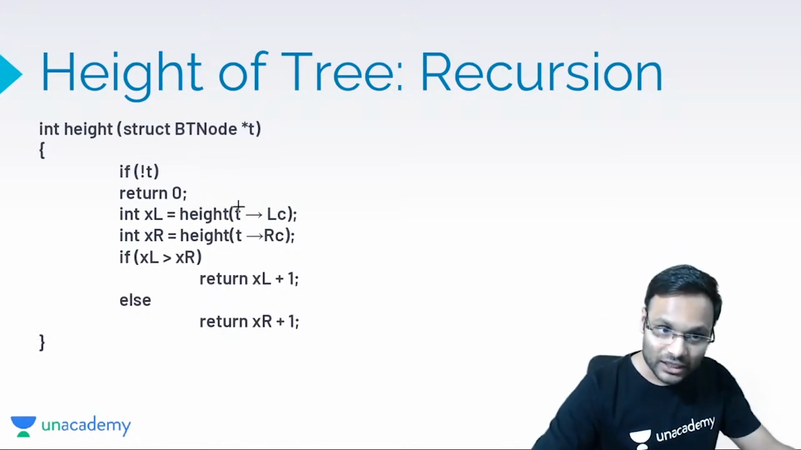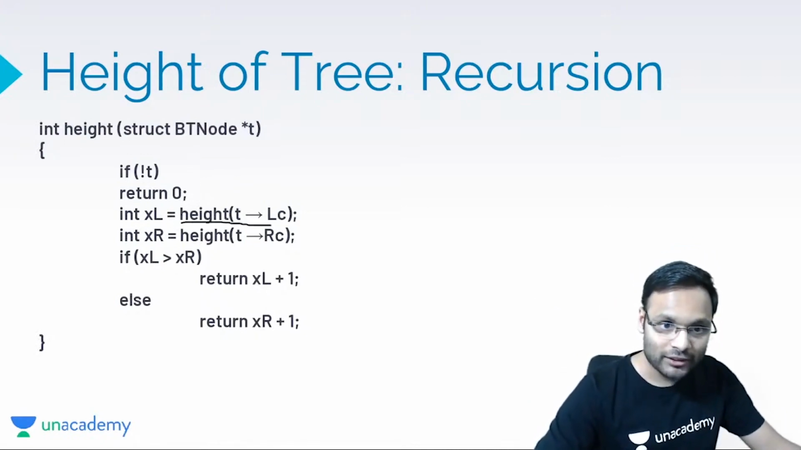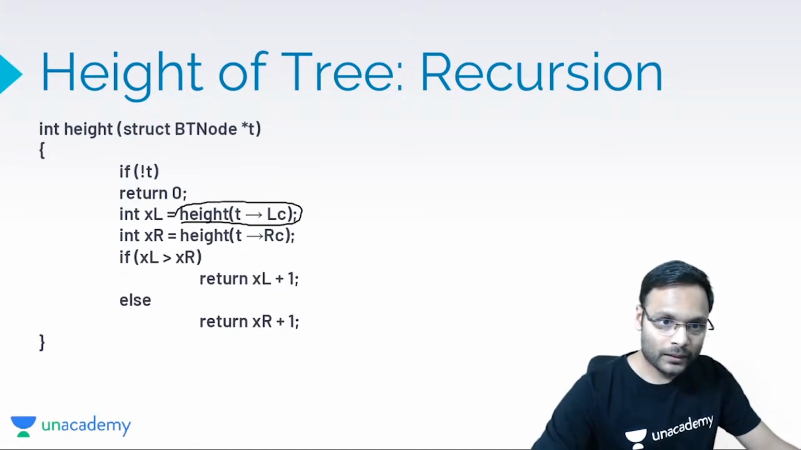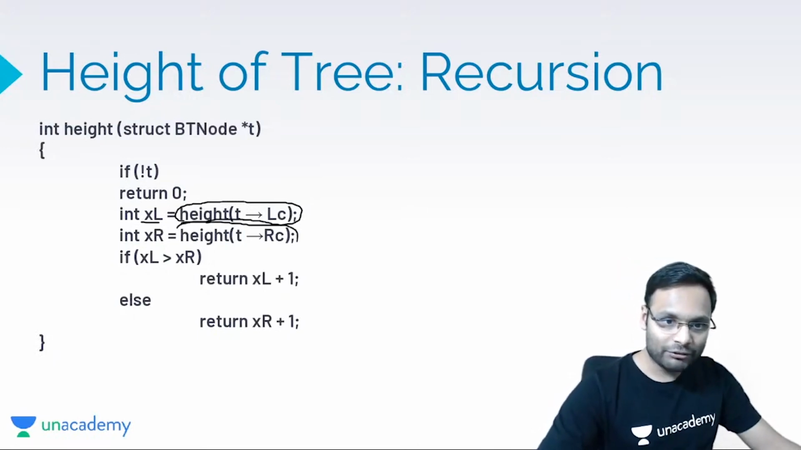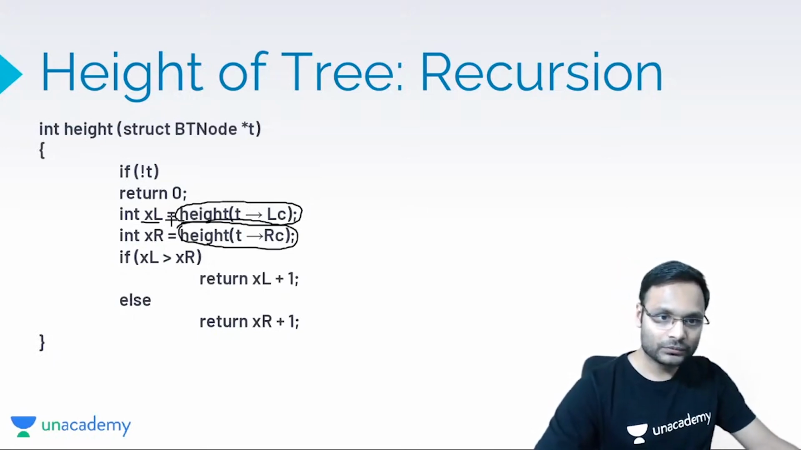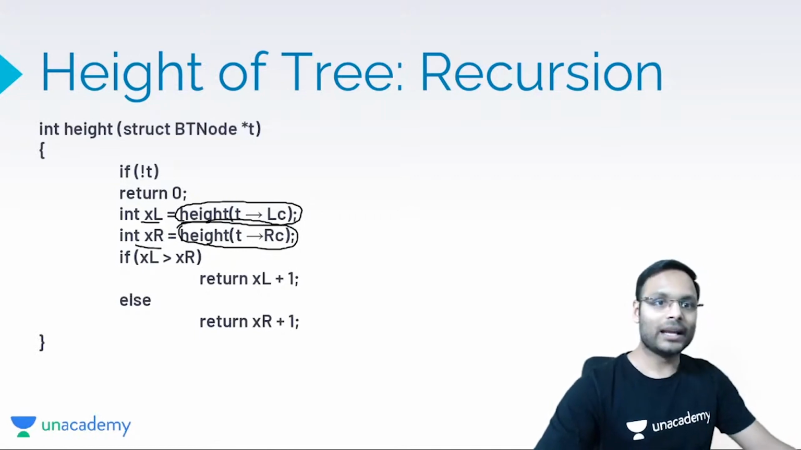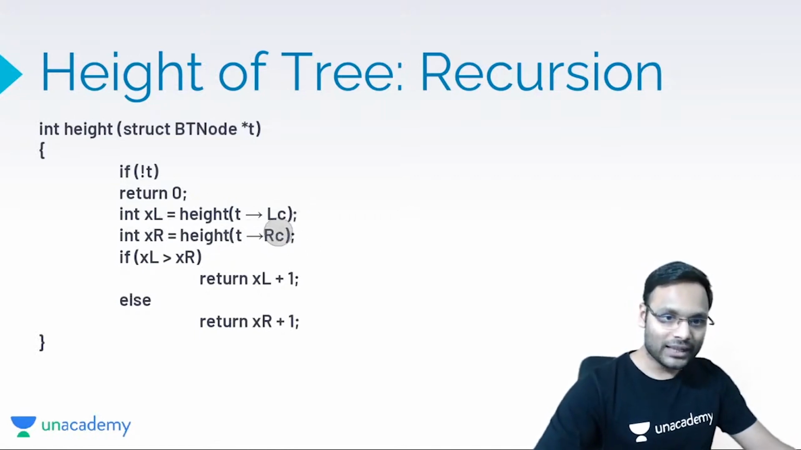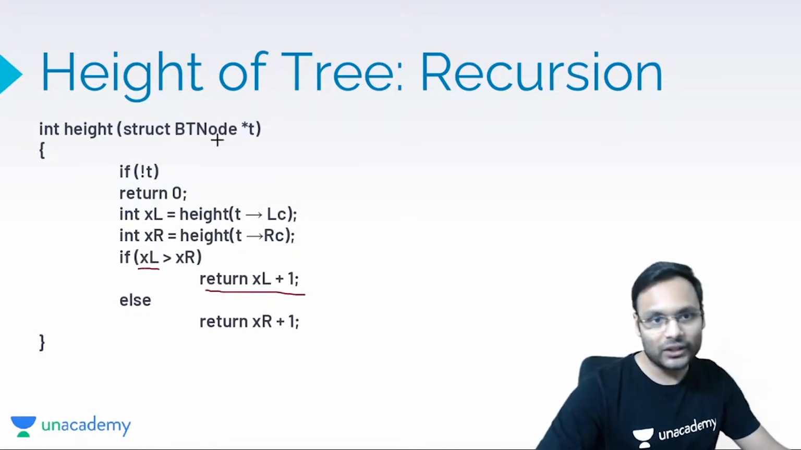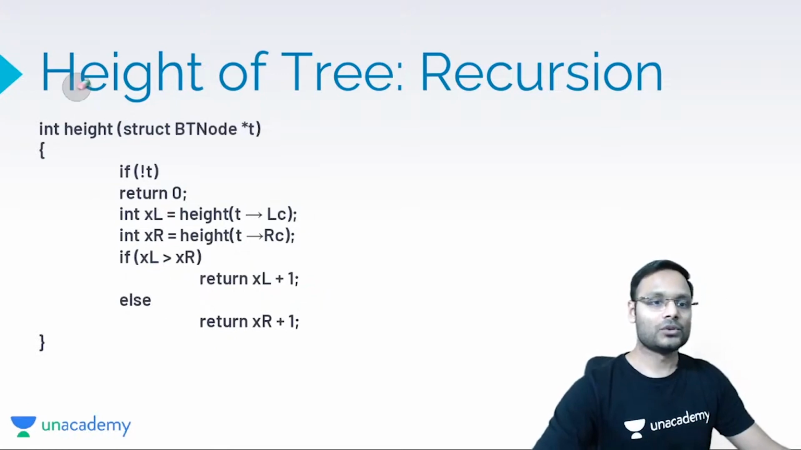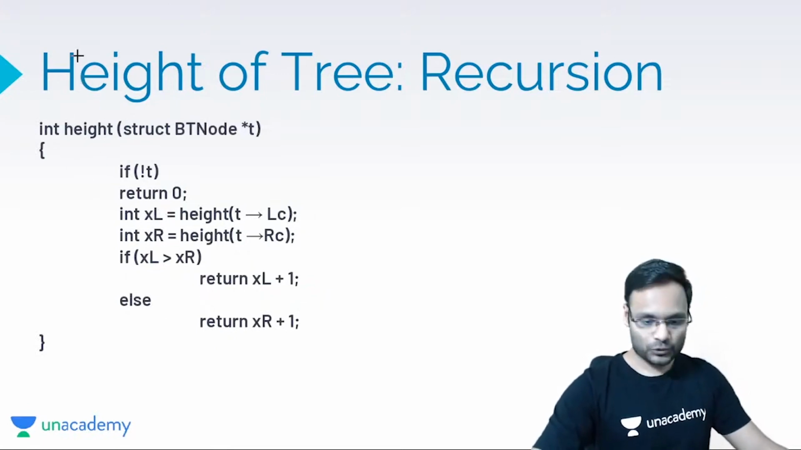After that, the remaining thing is same to same. Recursively call the height of the left subtree and get the height returned into XL. Then recursively call the height function for the right subtree. Get the value in HR or XR. Then compare which one is greater. If XL is greater, return XL plus 1. If not, then return XR plus 1. So this is the recursive approach for height.